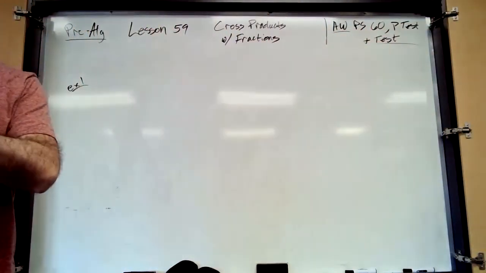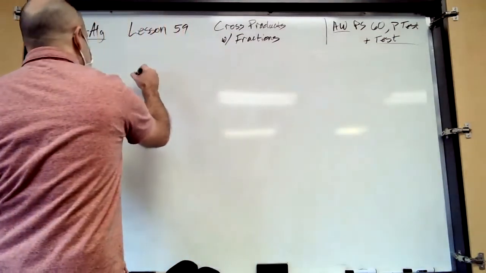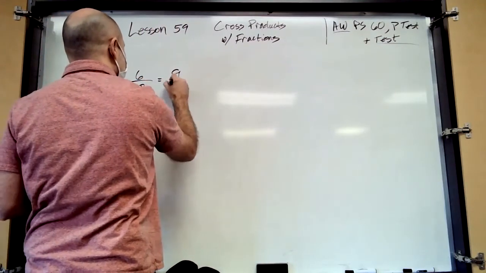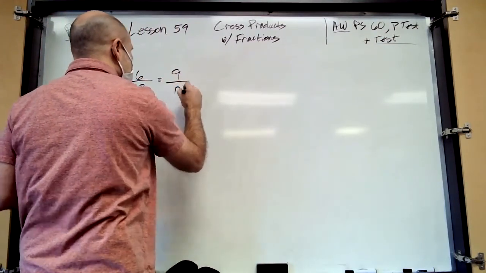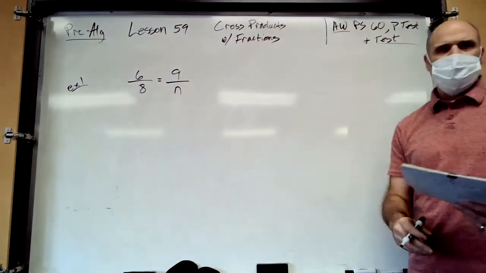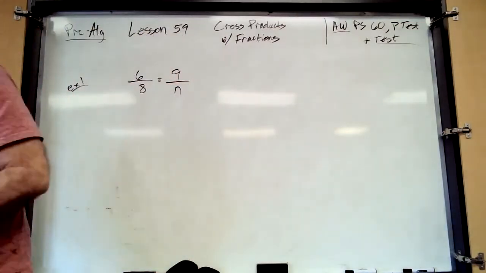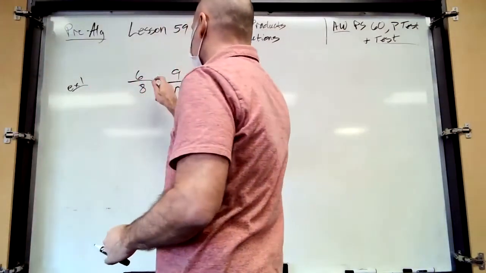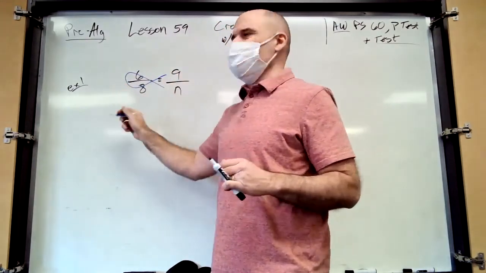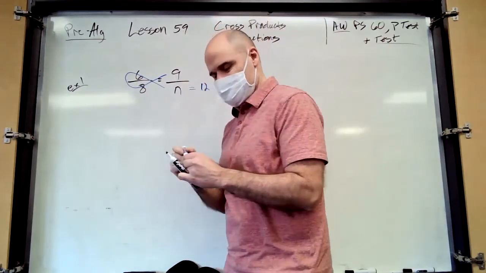Okay, I'm going to just start with something that's not for a free problem set. If I had something like this, how do you find N? This is just review. Fish method. So what do you do? You multiply 9 times 8 and then divide by 6. Okay, so 9 times 8 is 72, divided by 6 is? 12. Okay.